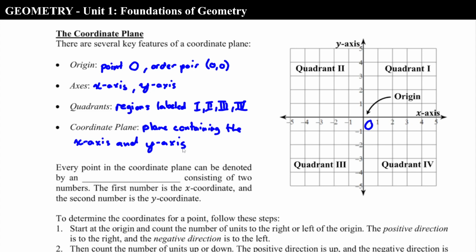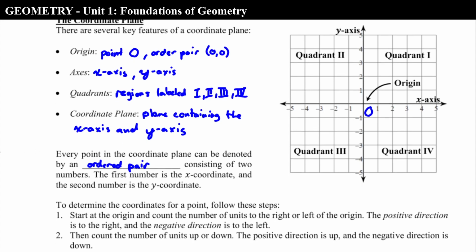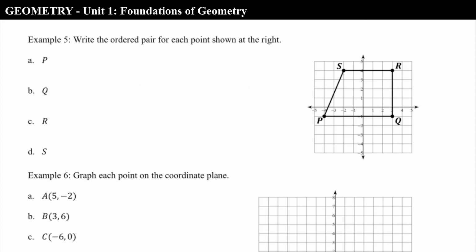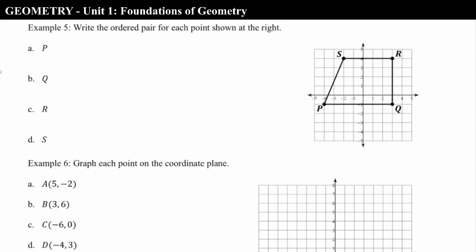All right, every point in a coordinate plane can be denoted by an ordered pair, like 0, 0 that we talked about above. And it consists of 2 numbers, the x-coordinate and the y-coordinate. To determine the coordinates for a point, you start at the origin, count the number of units to the left or right. Positive direction is to the right, negative direction to the left. Then you count the number of units up or down. Positive direction is up, negative direction is down. Again, I believe this is mainly review for you. So let's do a few examples. We're going to write the ordered pair for each point shown here.